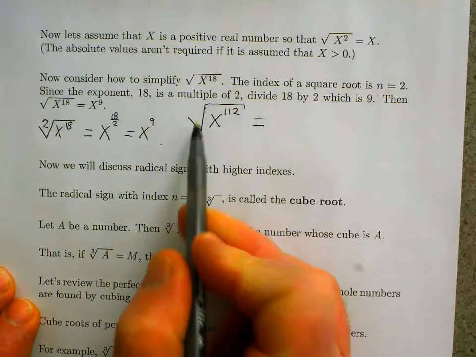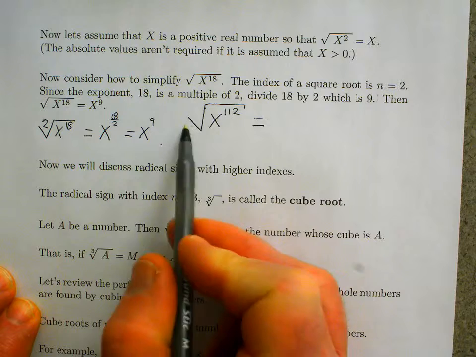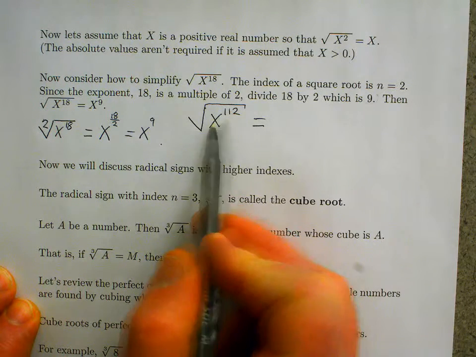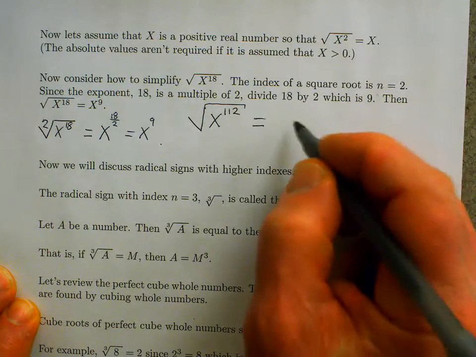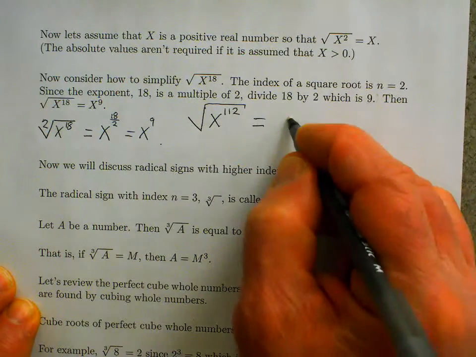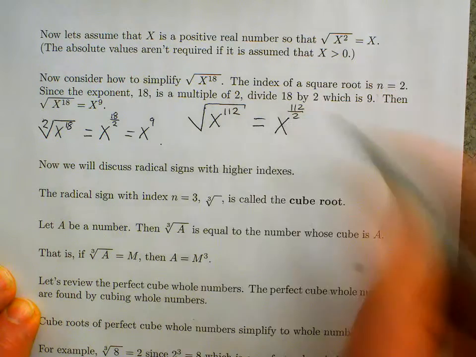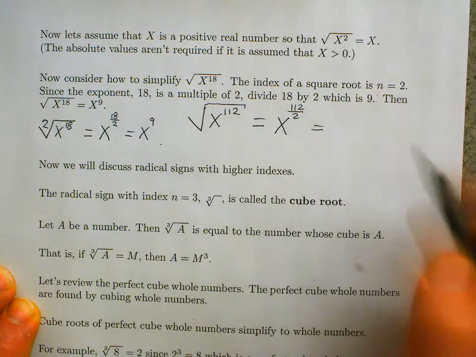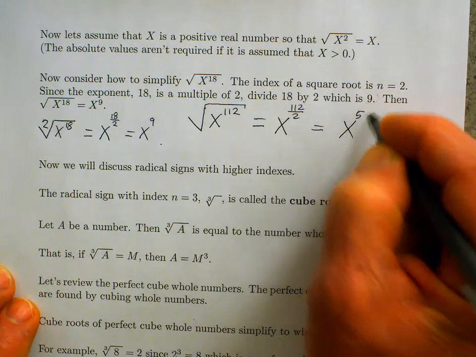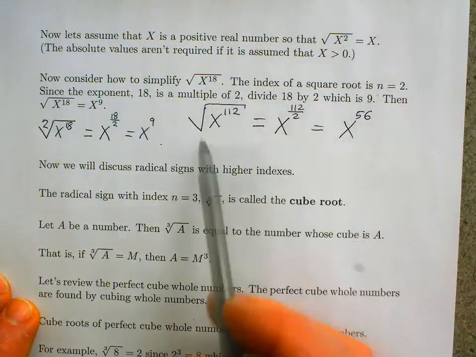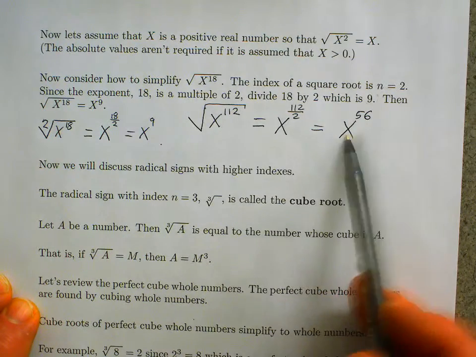Yeah, the index is 2 because it's a square root. The exponent on x is even. 112 is even. So when we remove the radical, we get x to the 112 divided by the index 2. But 112 divided by 2 is 56. So the square root of x to the 112 simplifies to x to the 56th.